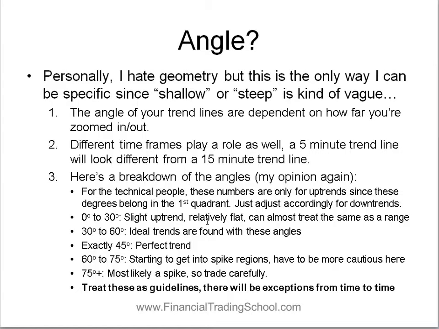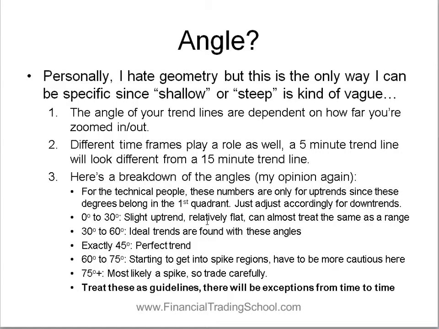So between 0 and 30 degrees, this is a slight uptrend, and it's relatively flat. So you can almost treat this the same as a range. Then between 30 to 60 degrees, these are the ideal trends. So between these angles, this is what you typically want your trend to be found in. Exactly 45 degrees is a perfect trend. Okay, this is perfect. 45 degrees is not too flat and it's not too steep. It's just in the middle, so that's good.